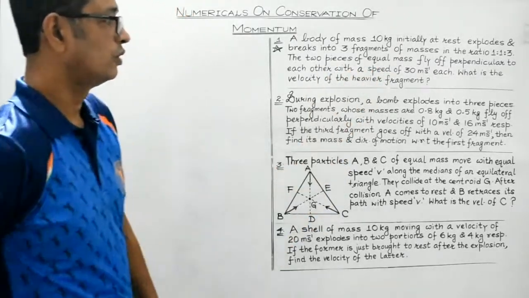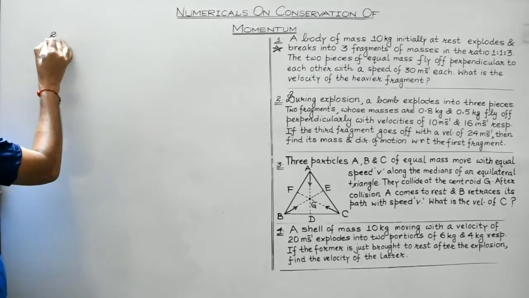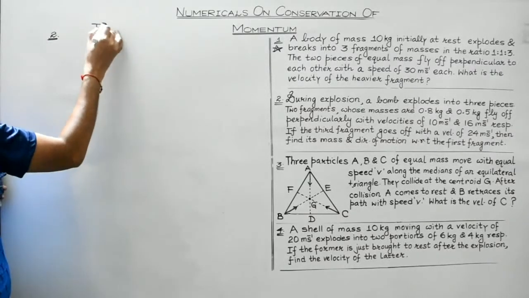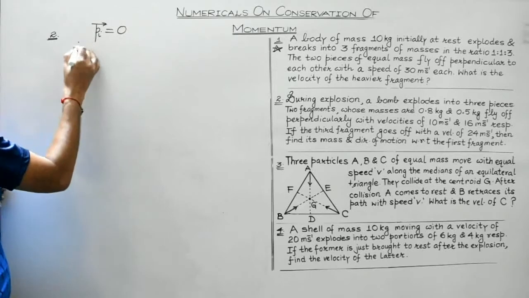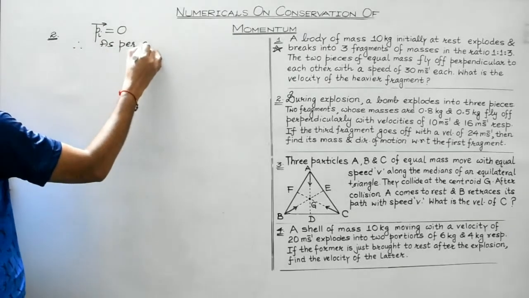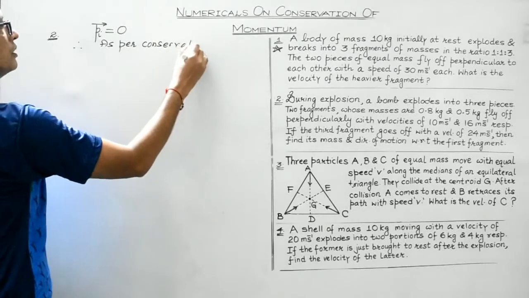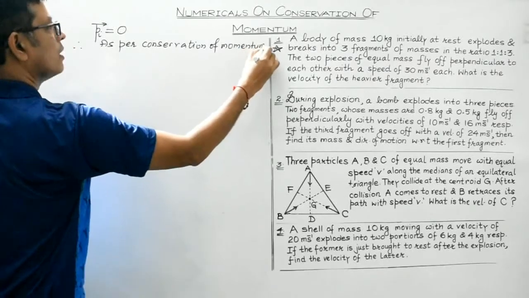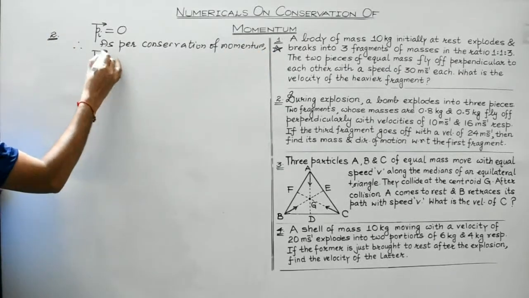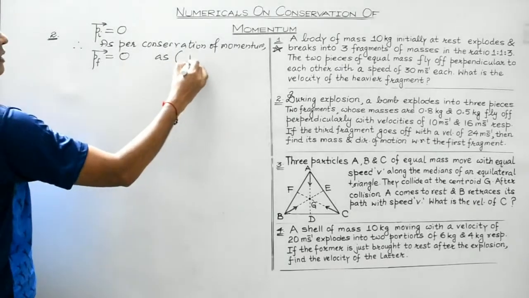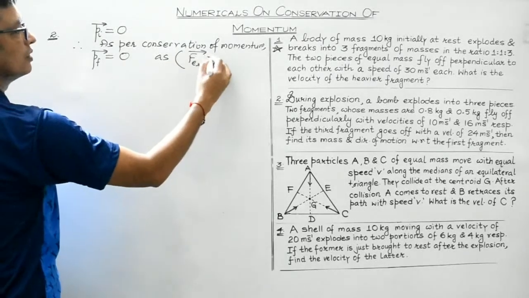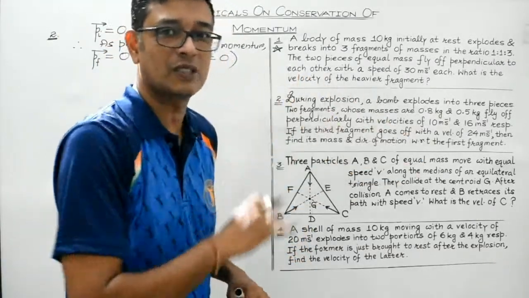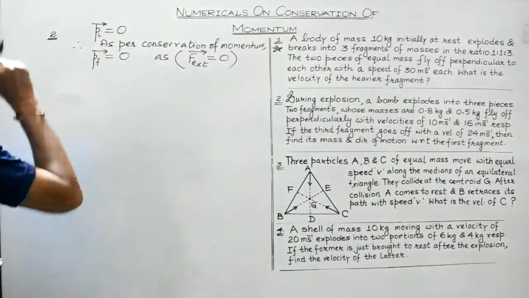A bomb explodes. So initially, the bomb obviously would be at rest. So initial momentum is 0. Therefore, as per law of conservation of momentum, the final momentum of the system must also be 0, as no net external force is acting on the system. The bomb or the body explodes due to internal forces. No net external force is responsible for that, right? So final momentum must be 0.